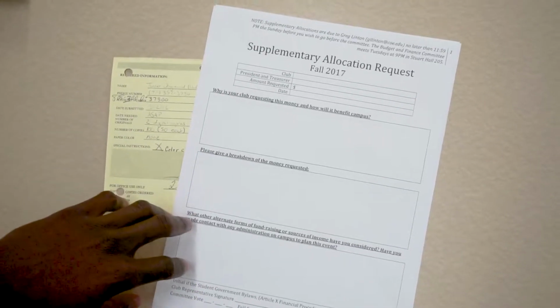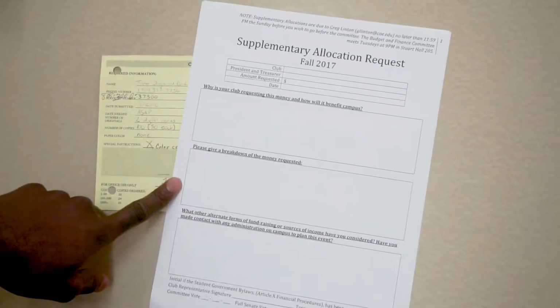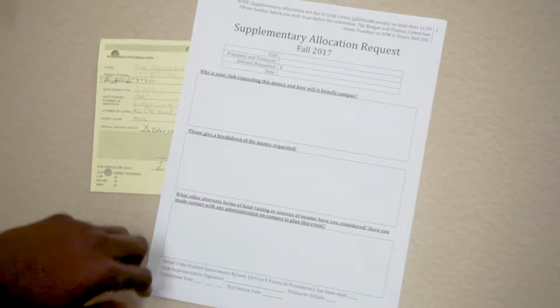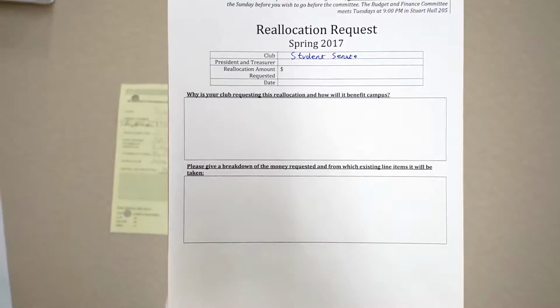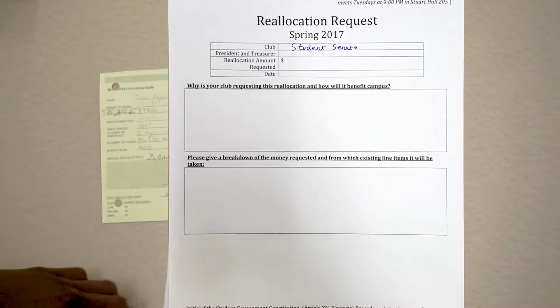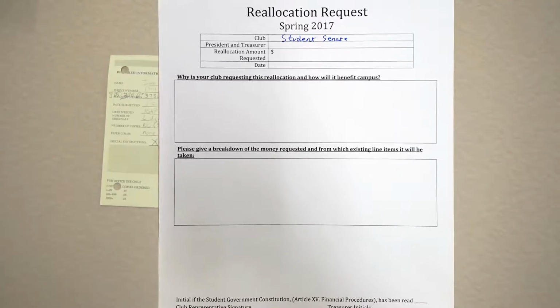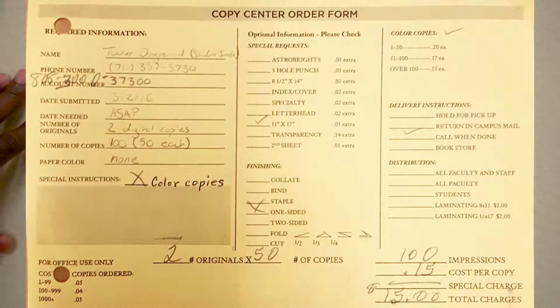So this is also information that you want to include in your binder, and you can find this information on the Student Senate page, once again under the B&F Day information. So you have one of these for supplemental allocations in addition to one for reallocation. Last example here is the copy center order form.